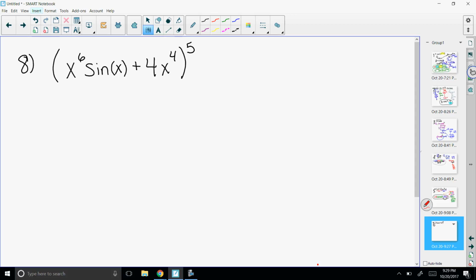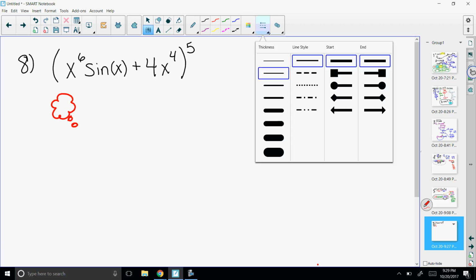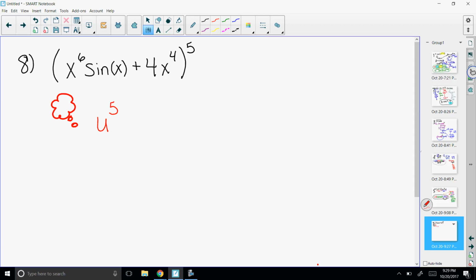The first thing that I guess we want to think about, and I'm going to break this down into different parts that make sense to me, is to let this problem be a problem that looks like the following. I want to think of that as u to the 5th. So up over here to the side, u is going to have a value of x to the 6th sine x plus 4x to the 4th. So that's what my u is going to be.